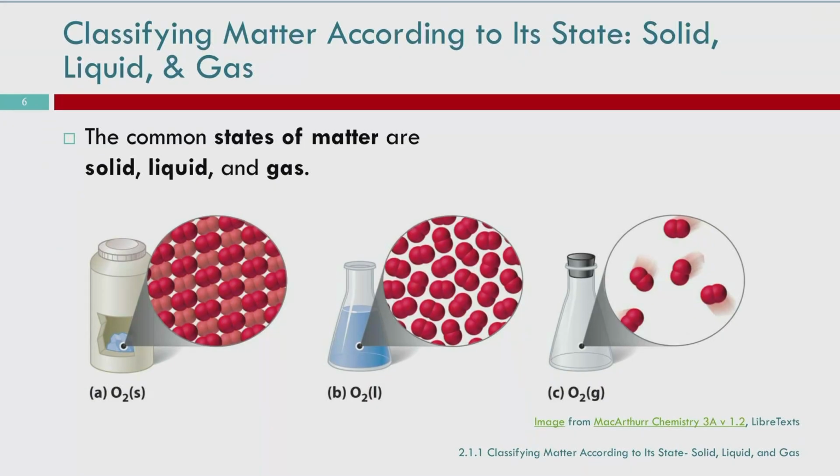We can classify matter based on its physical state, the way that the atoms and molecules are arranged. Some of this will be review, hopefully. So our common states of matter, the three that we care about the most for this class, are solids, liquids, and gases.